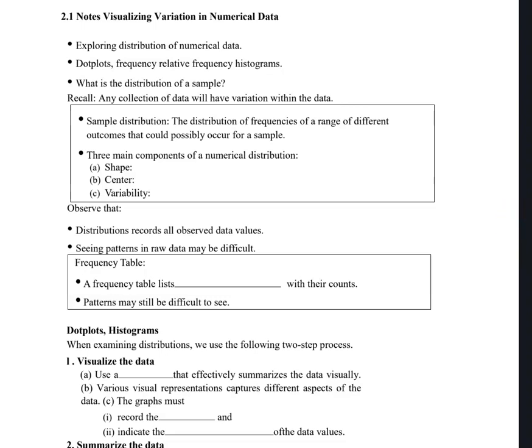Let's take a look at the video for section 2.1, which is looking at variation with numerical data.